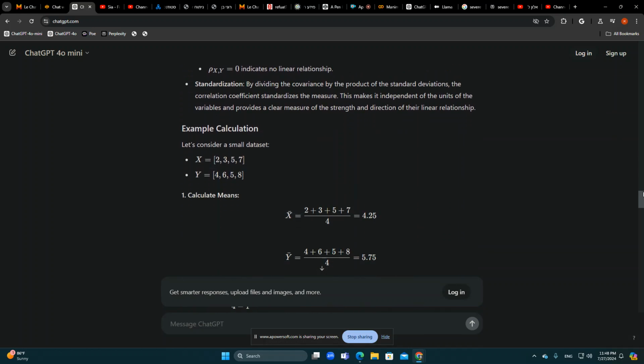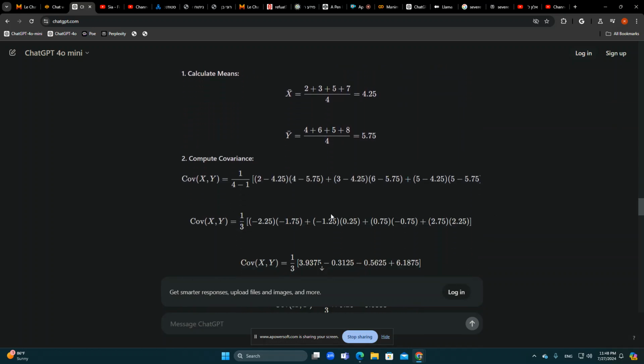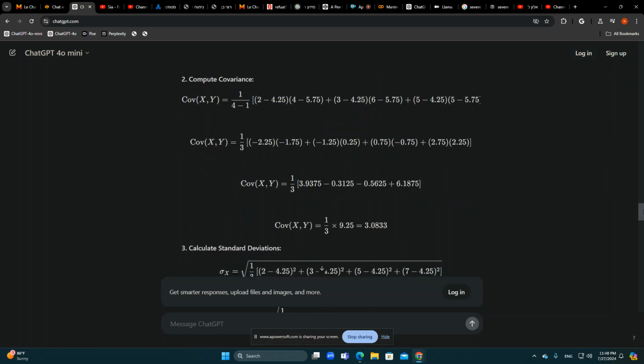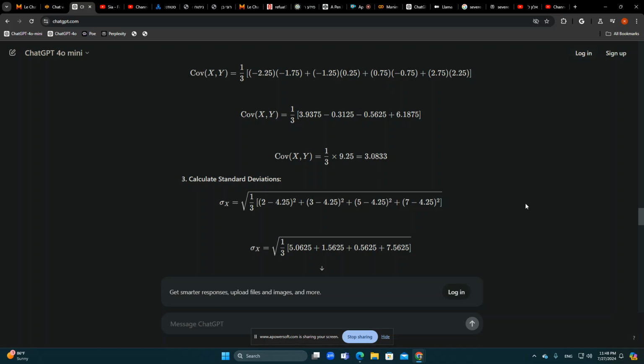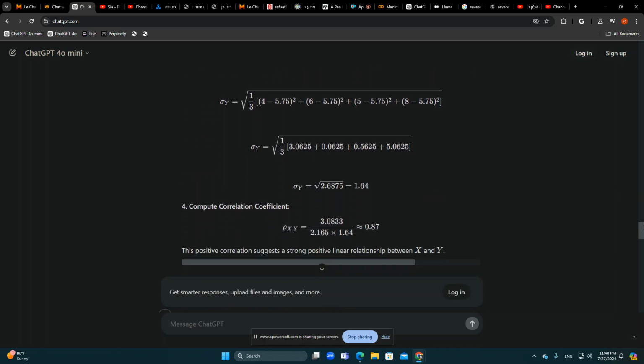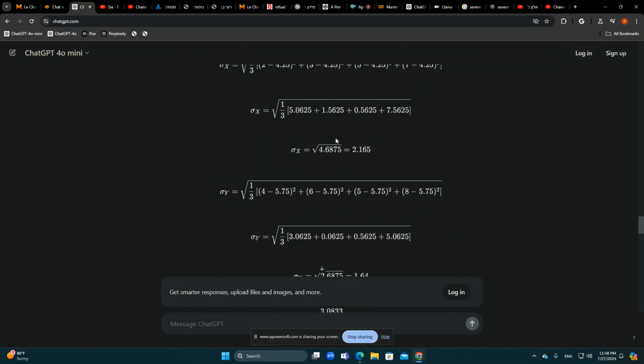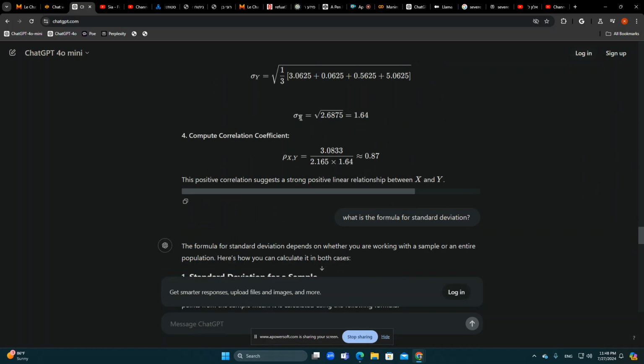We are using the sample mean, so we will use the formula with n minus 1 here. This is the covariance, and we calculate this and get the result. And this is the standard deviation. We calculate this as well and get the result for the standard deviation for x, standard deviation for y, and then we can compute the correlation coefficient, which is the covariance between x and y divided by the standard deviation of x multiplied by the standard deviation of y, and we get the coefficient, which is positive, almost 1.